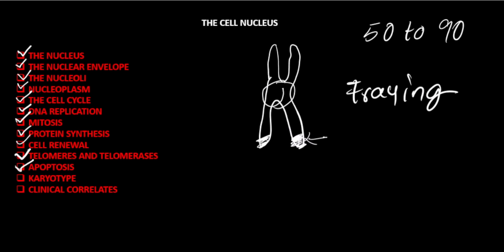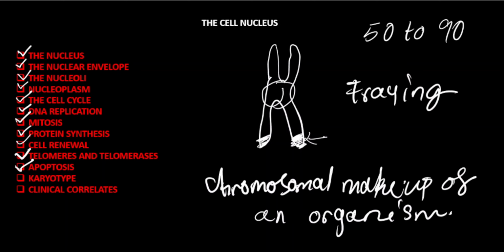Now, our next subtopic is karyotype. Karyotype simply has to do with the entire chromosomal makeup of an organism or of an individual. It's simply the complete set of chromosomes that we have in an organism. Now, very quickly, let's take a look at some clinical correlates of all that we have learned so far. The first clinical correlate we'll be considering is aneuploidy.